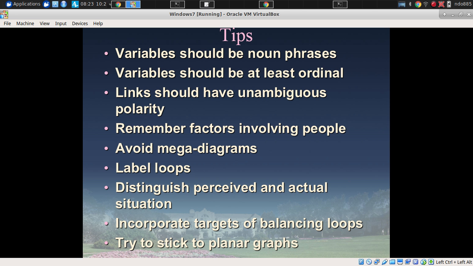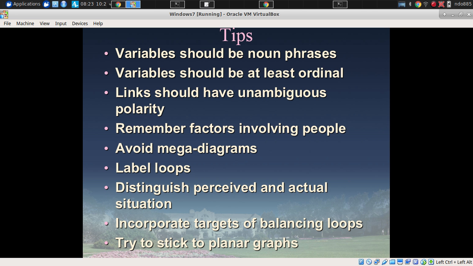Distinguish between perceived and actual situations. With dynamic modeling, we are positing underlying processes out there in the world, and then often people have perceptions of those processes which may be different than the underlying process. Often at the least they're delayed. They don't realize what the situation is until later, right? Sometimes their perception is off base from what's actually going on, particularly with latent factors.